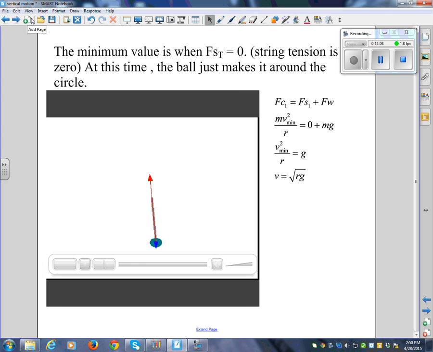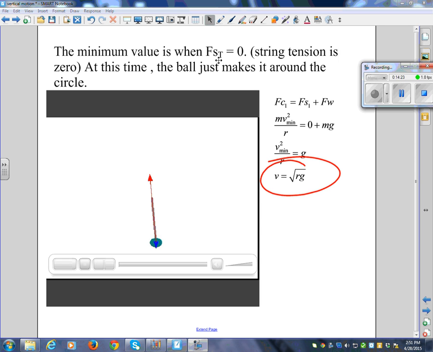Is this an actual formula? This is an actual formula. And if you noticed, it might even have been in the video, right? The minimum force. Let me go through it, and then I'll give you a chance to write it down. The minimum value is when the string tension is 0, right? String tension is 0. At this point, the ball just makes it around. So this FST string force becomes 0, and mv squared over r is equal to mass times gravity. And look, my friends, what happens to the letter m?